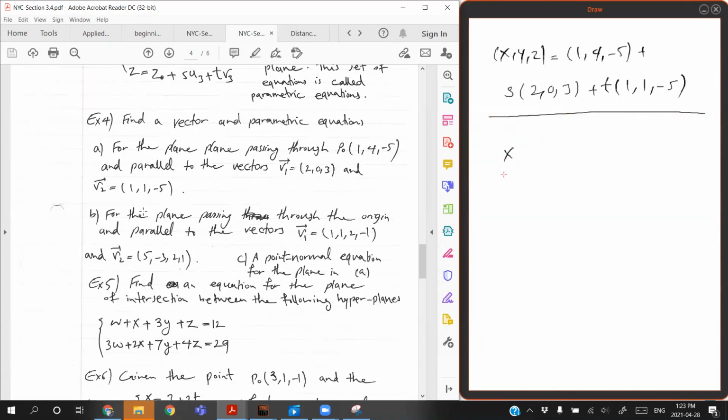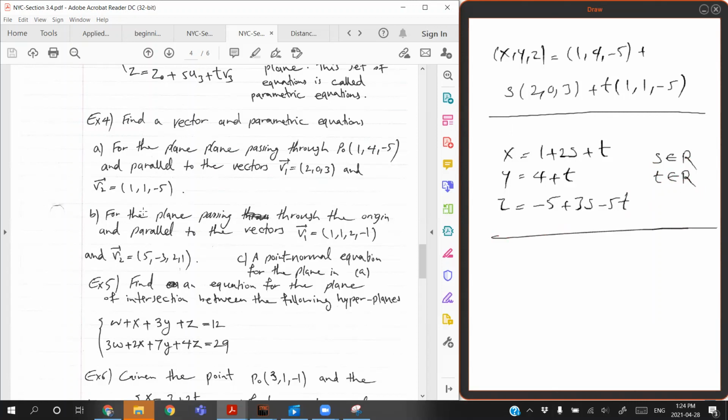If I want to write the parametric equations, x is going to be 1 plus 2s plus t, y is 4 plus t, and z is -5 plus 3s minus 5t, where s belongs to real numbers and t also belongs to real numbers. So I hope you can see that this is very similar to the general parametric solution for linear systems.